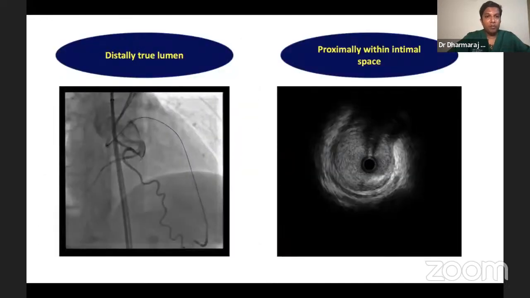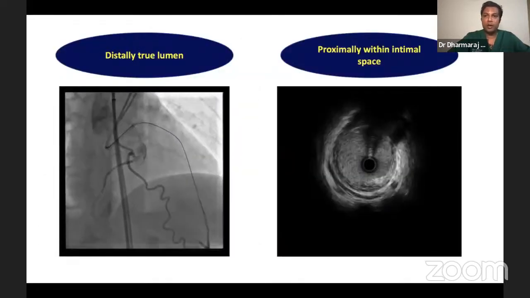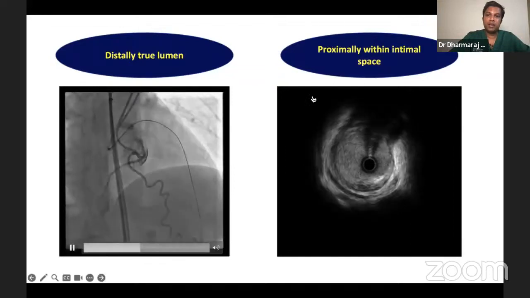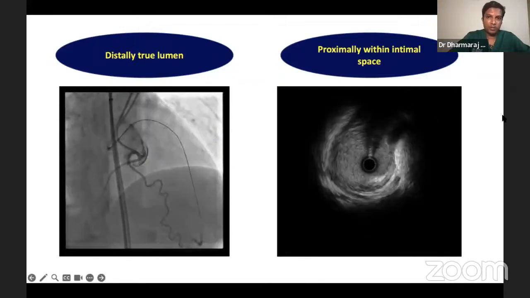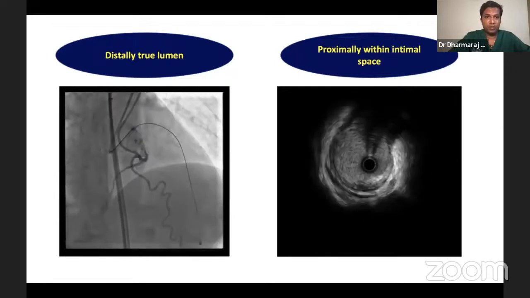And then we confirmed the wire distally was in true lumen, and proximally, as you can see from this IVUS pullback from the circumflex, that the wire is in the true lumen proximally as well.